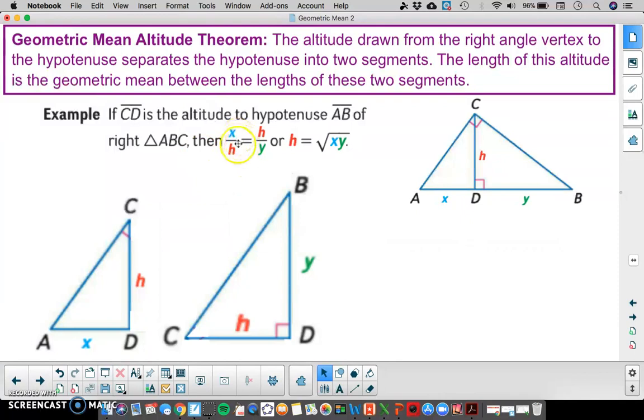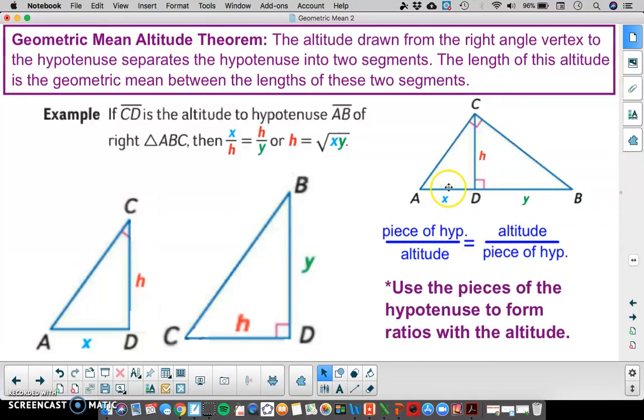Well, that tells us x over h equals h over y, that h is the geometric mean of those two pieces. So without drawing those out, we know if we have the two pieces of the hypotenuse of the larger triangle and the altitude, we can just find the geometric mean of those pieces. So we have the piece of the hypotenuse, in this case one of those is x, over that altitude equals that altitude over the piece of the hypotenuse. You're using the pieces of AB to form ratios with that altitude.